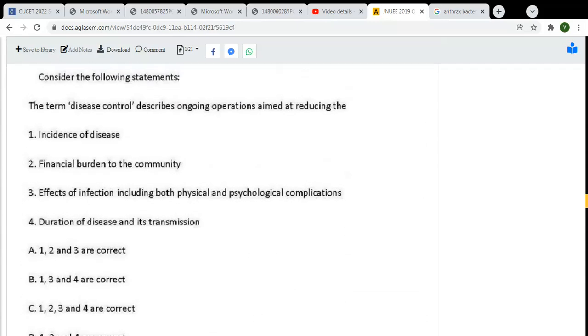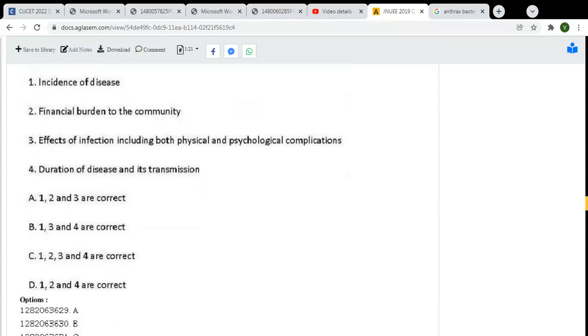So you see in this question, the term disease control describes ongoing operations aimed at reducing the disease. Here the focus is not on how much you know about disease and its biology. The question is on reducing disease, what is behind the scenes of what medicine wants to do, and what the medicine and the social impact of medicine is. So there are many questions here.